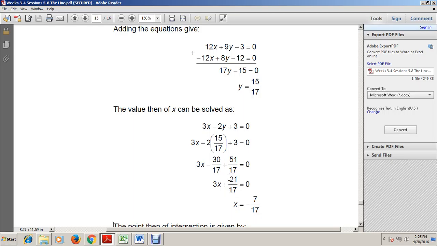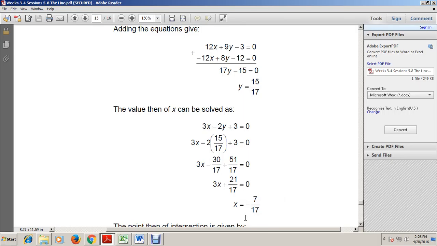Of course, transposing negative 21 over 17 to the other side gives us negative 21 over 17. Then dividing both sides by 3, and of course 21 is 7 times 3, so you could cancel the 3's, and what is left in the numerator for 21 is only 7. So x equals negative 7 over 17.